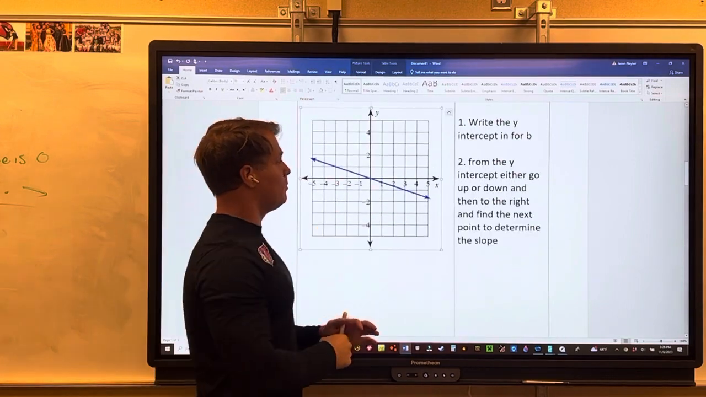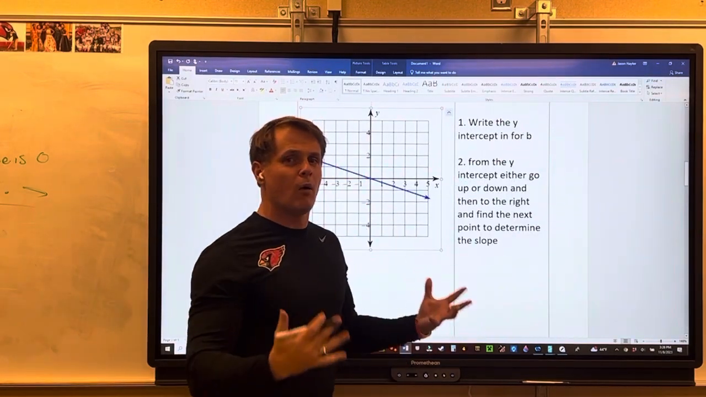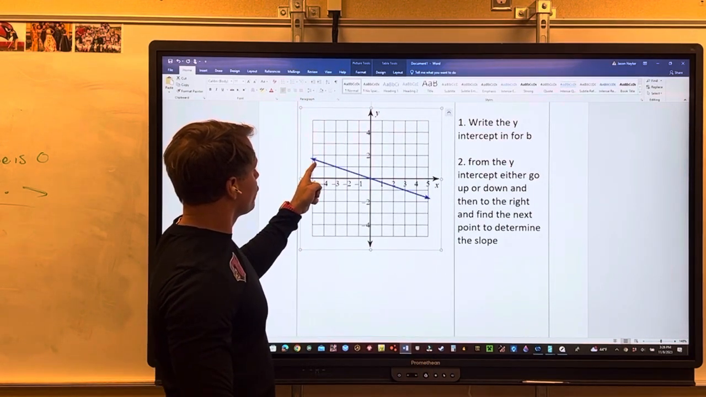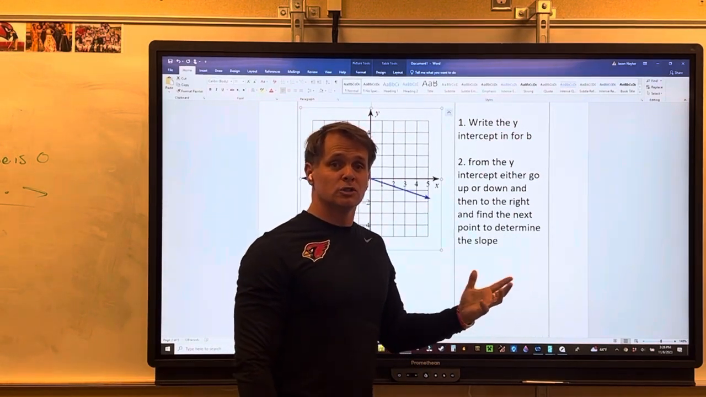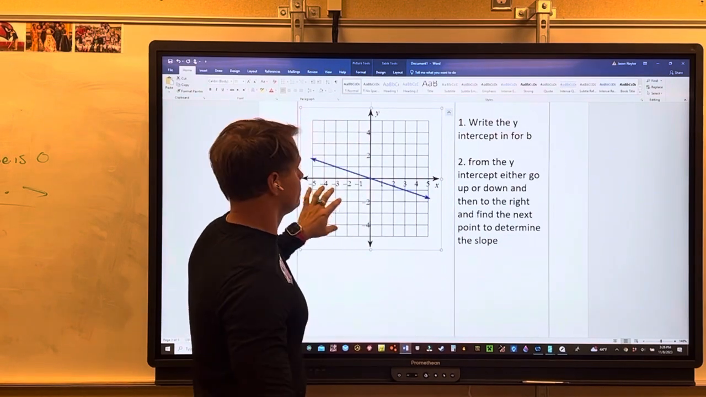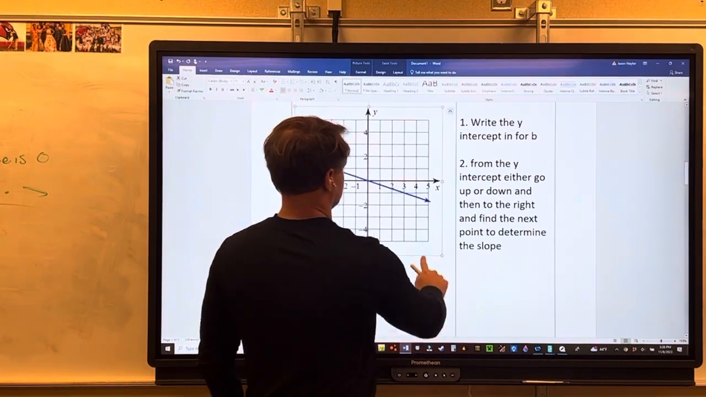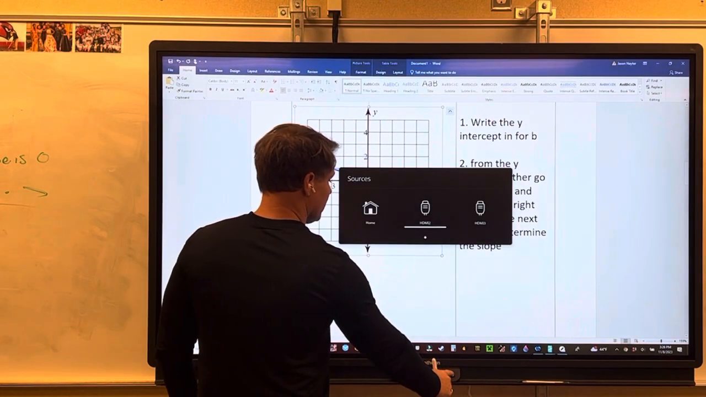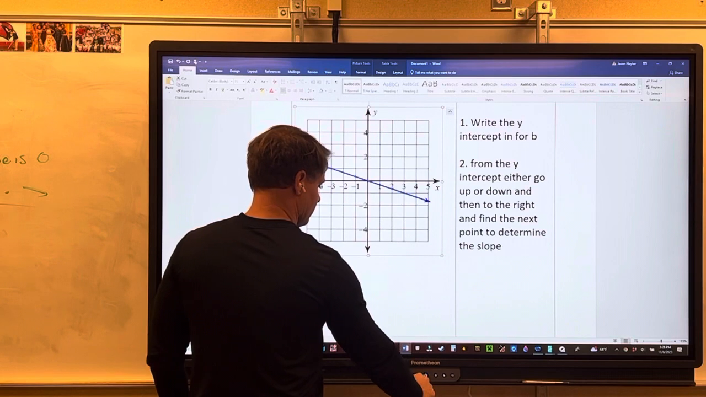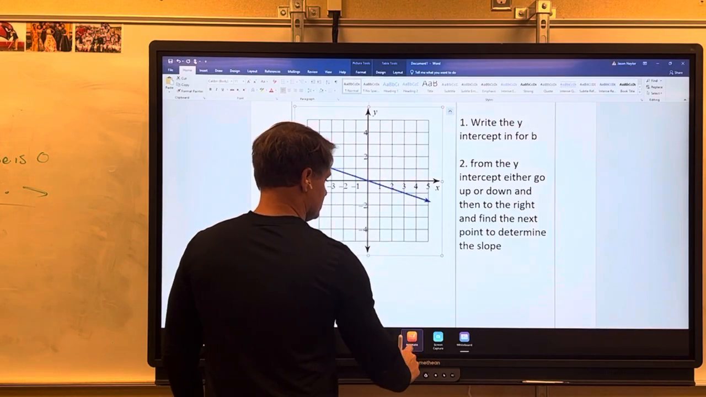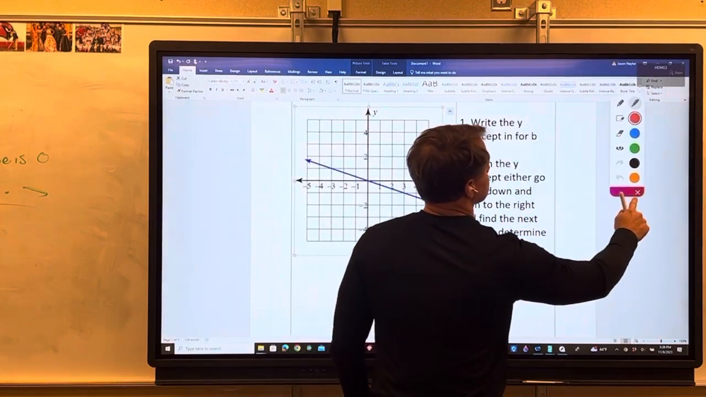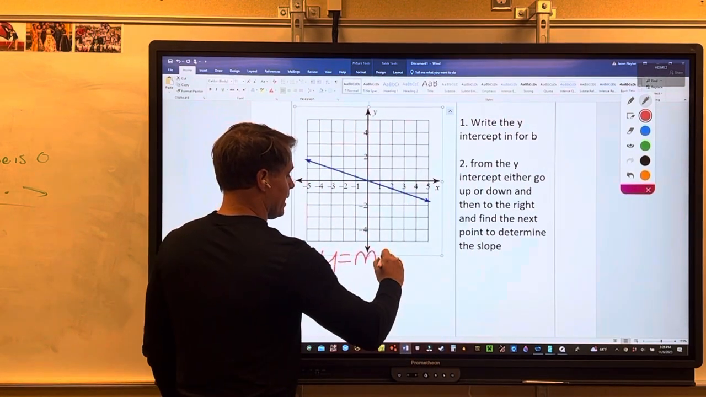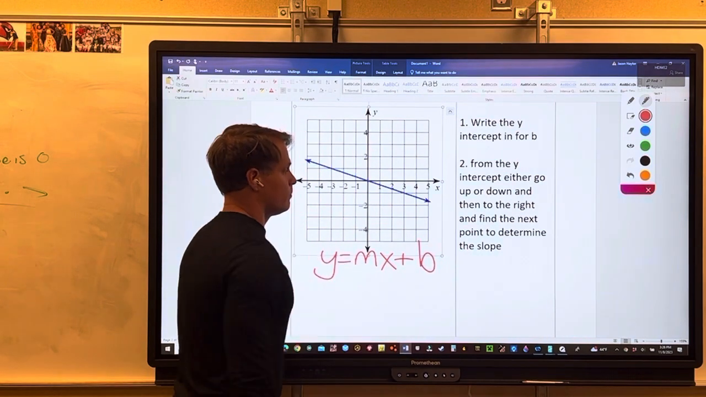Our second problem, if we look at the graph, remember we always read graphs from left to right. So if I read this graph from left to right, it looks like I'm going down. So my slope should be negative. So let's go ahead and take a look at graphing it. It's already graphed, so I want to write it in y equals mx plus b form.